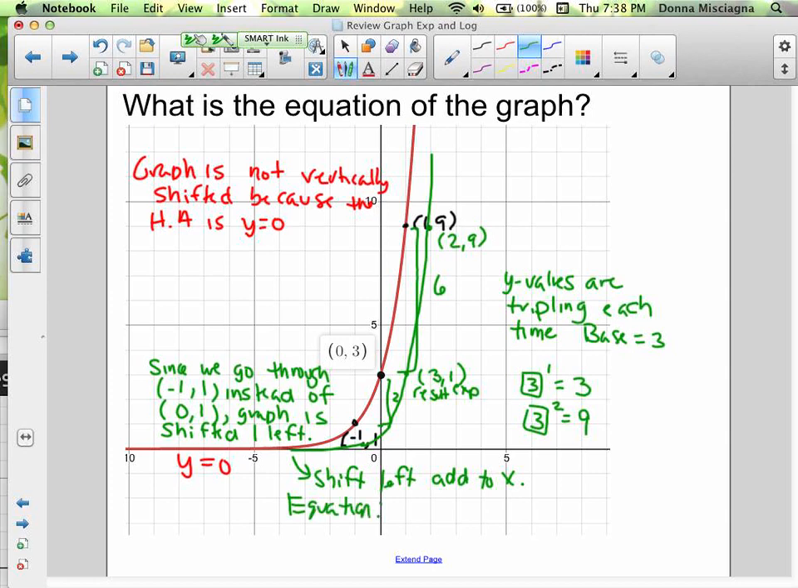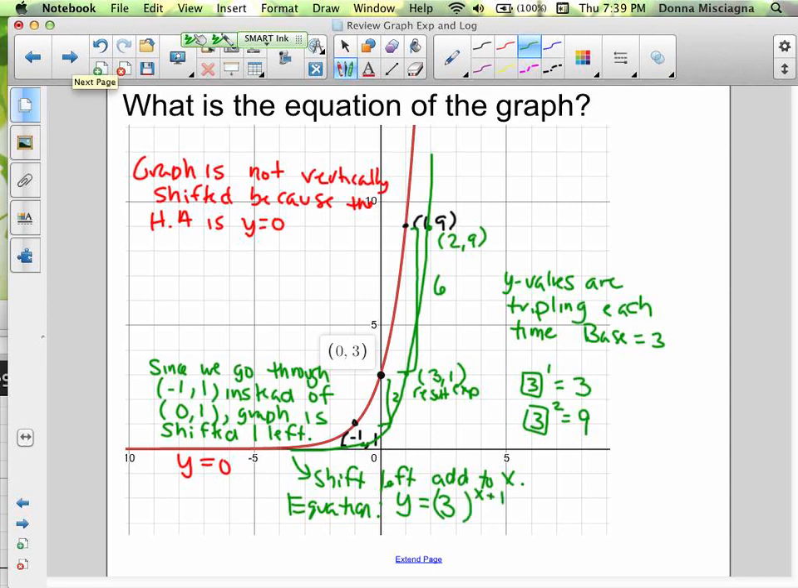by the way, feel free to take notes, feel free to cut and paste it, whatever you want to help you review. All right, so the equation is going to be y, or f of x, equals 3 is our base, and since we have to add to x, I'll put parentheses, so it looks like an exponent.